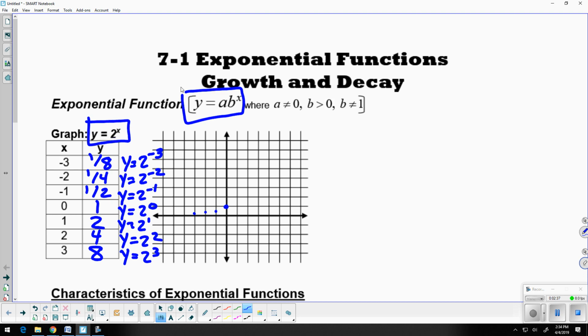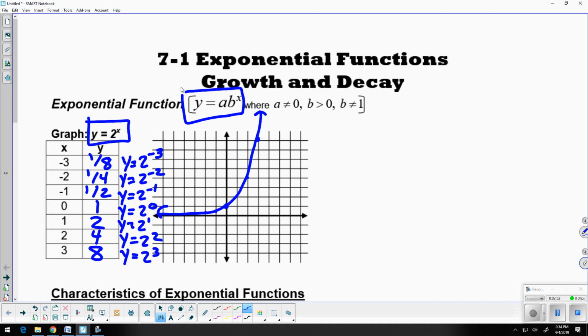And then going to the right 1, up 2. Going to the right 2, going up 4. And then going to the right 3, up 4, 5, 6, 7, 8. All right, connecting your points. And you can see what an exponential function looks like.